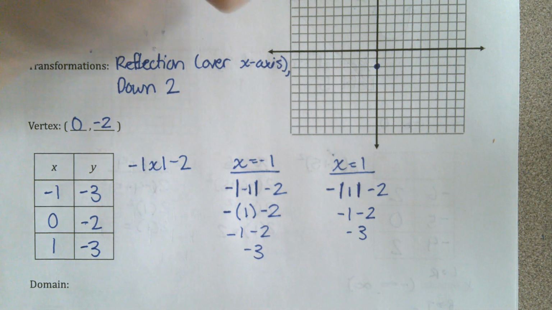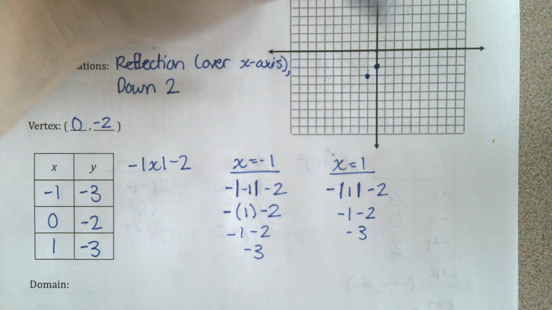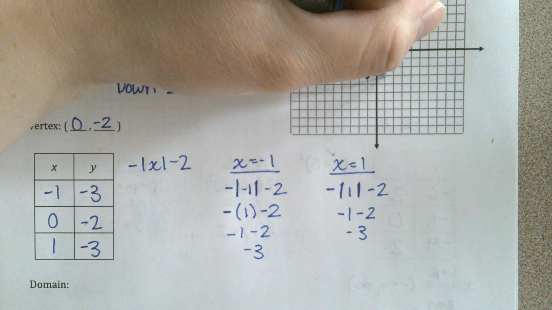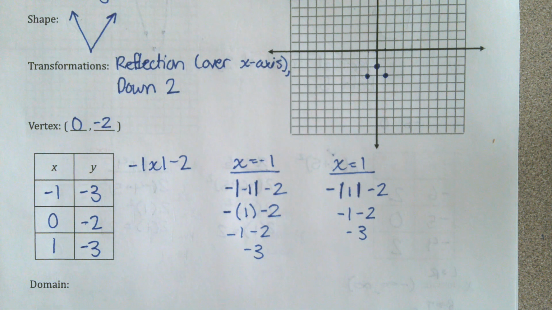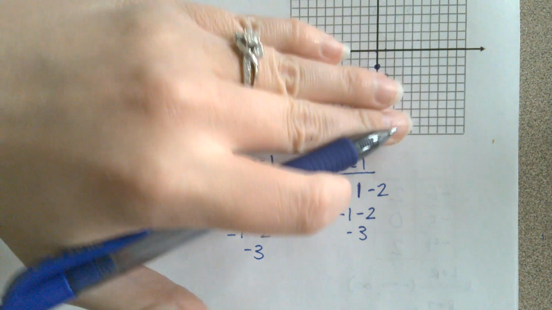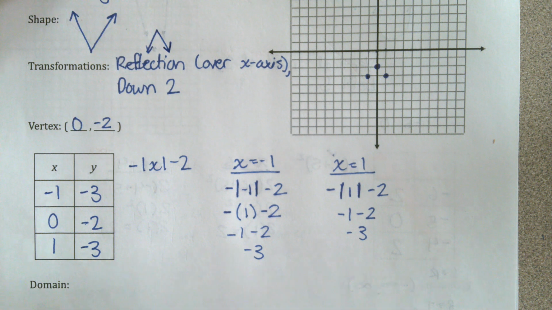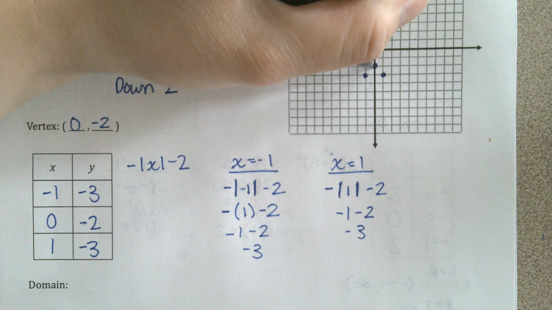Let's graph these other 2 points. Negative 1, negative 3, 1, negative 3. Reminder, I meant to point this out earlier. Because of this reflection over the x-axis, remember a reflection is going to flip it over the x-axis. So now this V is going to point downward, which is what I have going on here. Now I'll just graph the V.